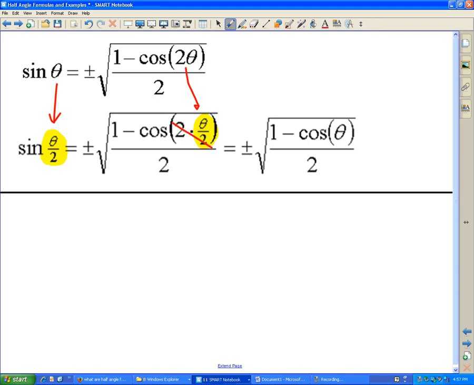So what this formula really allows me to do is find ratios based on an angle theta that I would actually be finding for theta over 2. Very similar work on the cosine formula.